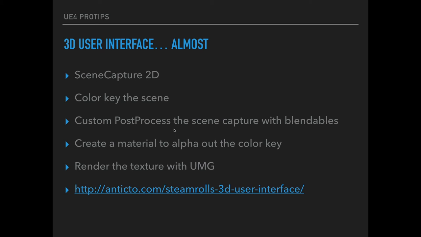You create a material for your object with the green screen that's going to alpha out the green and make it alpha transparent. And then in this guy's example, he adds a little bit of math with a dot product to bring the edges in even more so you don't see the green fuzziness. Then you take that material that you created that does the alpha, and you render that with UMG onto a canvas panel. And then you can put it in the game as a UI widget.